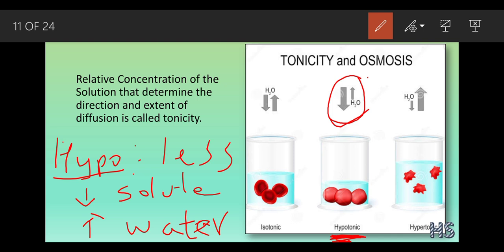See, this downward arrow indicates that more water got absorbed by the cells and only a less amount of water got released out. That is why the cell size increased. Now I am going to take the next example, that is the hypertonic.